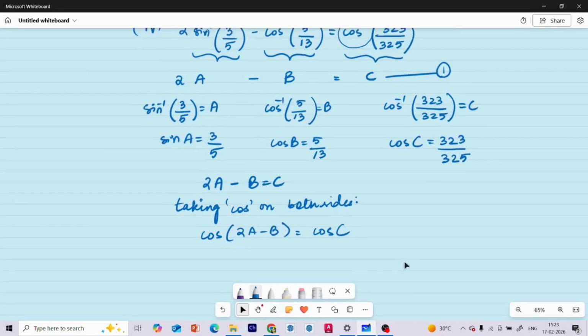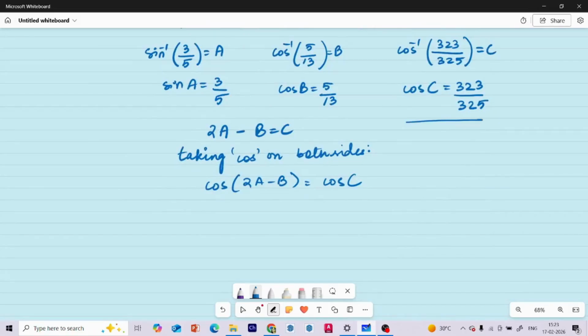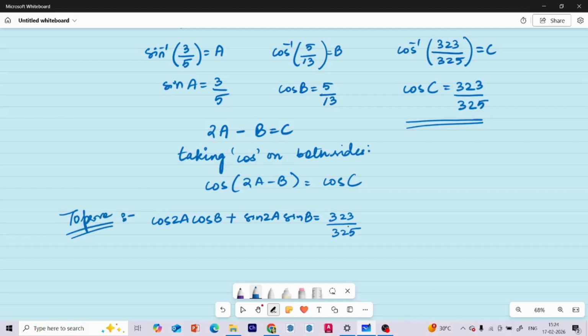Now you already know the cos c value, from what we assumed earlier. So we will put in 323/325, and this is the cos 2a minus b expansion, just like how we write cos a minus b: cos a cos b plus sin a sin b. Okay, so what is this equation? This is the equation that we have to prove now. So this is the question that we have rewritten, and if we prove this statement, we would have proved the question.